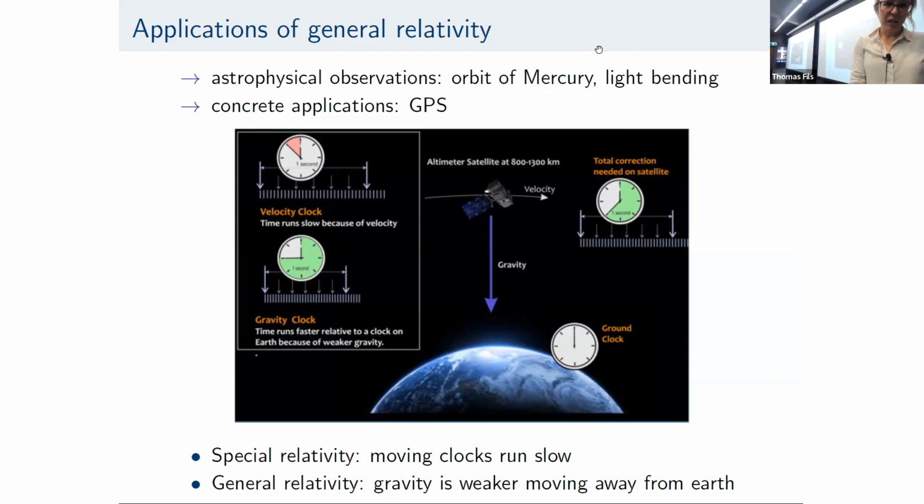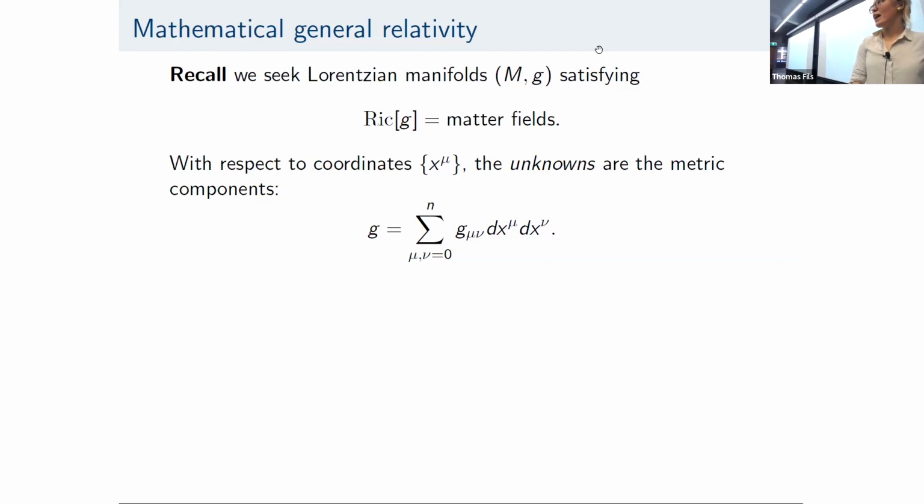And now let me tell you some of the math. So remember, we're looking for a Lorentzian manifold, manifold M with a metric G that satisfies the particular equations that I'm interested in: Ricci, and then whatever matter field I have on the right-hand side. I just want to really emphasize that we don't know the metric. That's the unknown here.